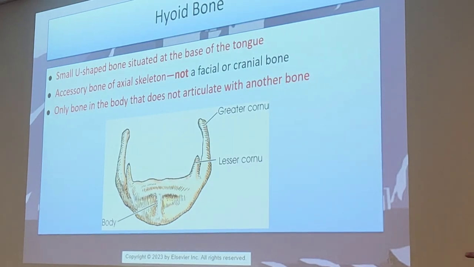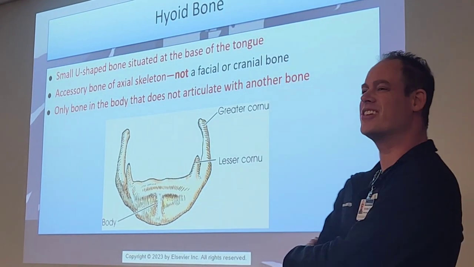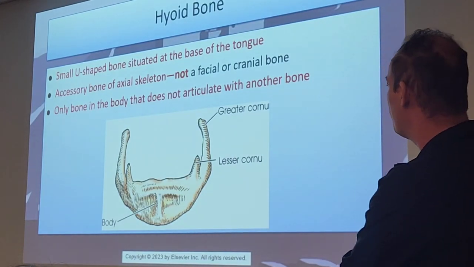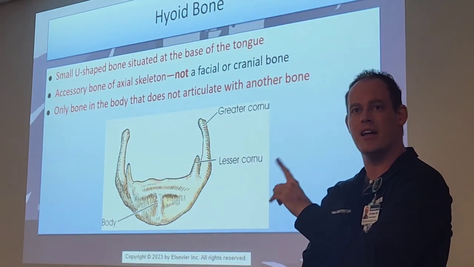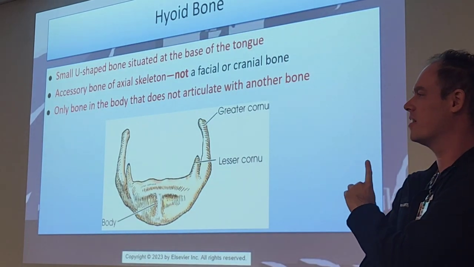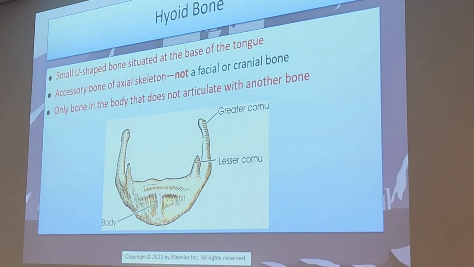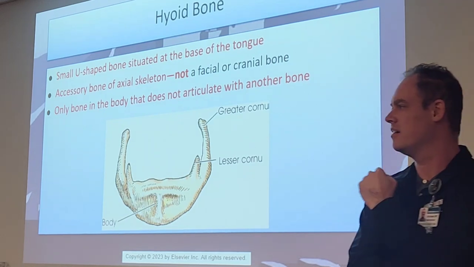Oh, I forgot to add this one too. We've talked about this before: the hyoid bone. Y'all remember that hyoid bone, all the way back in semester one? Kind of looks like a little mini mandible. That is that small U-shaped bone at the base of the tongue. It is an accessory bone of the axial skeleton, but not a facial or cranial bone. We still have to talk about it. It's literally just floating there in space. It's not connected to anything.